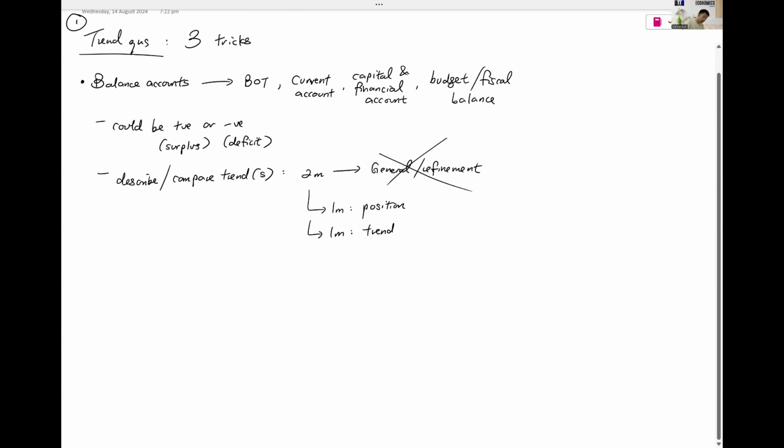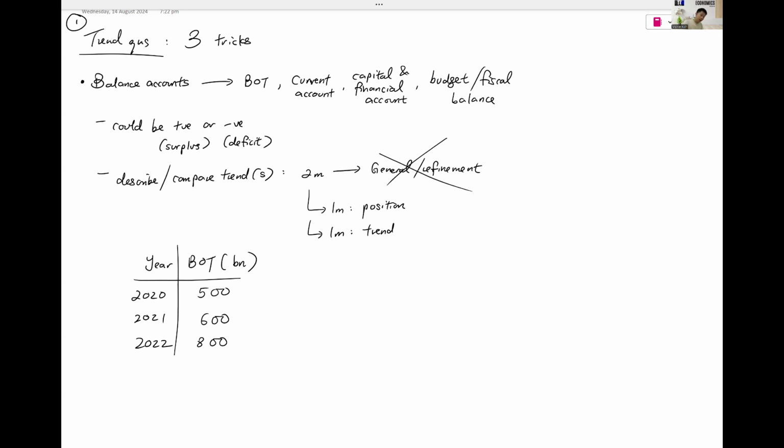I'll show you an example. Year, and let's say balance of trade. Doesn't matter is balance of what. It doesn't matter. So let's say 2020, 2021, 2022. This is billions of dollars. Let's say 500, okay, 600, 800 billion dollars, okay? In this case, my 2 marks, I just need to say increasing surplus. And I get my 2 marks happily. You okay with that? 2 marks?